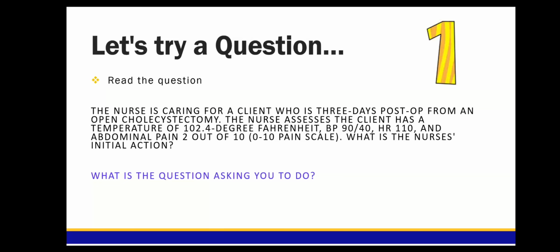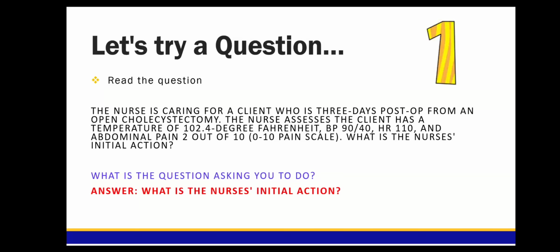So what is this question asking you to do? Note, first of all, what type of question is this? Can you guess? Yes, exactly. One of the challenges with priority questions is that you will have more than one correct answer. So the question is asking, what is the nurse's initial action? Which is the instruction, and it tells you that it is a priority question. We got that? Easy peasy, isn't it?